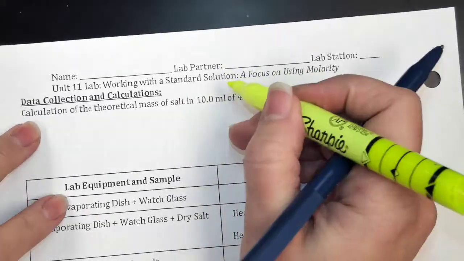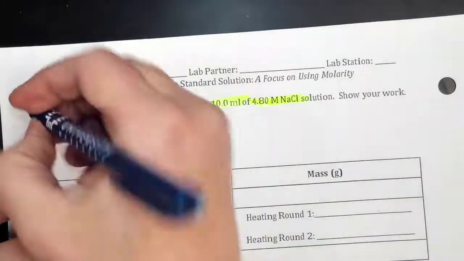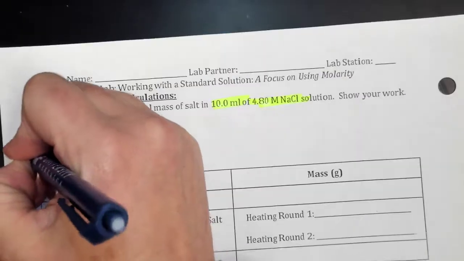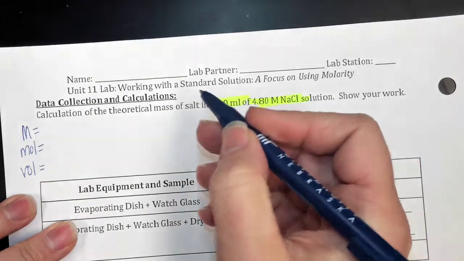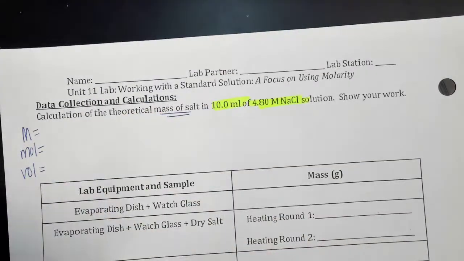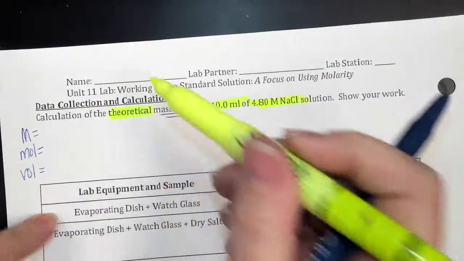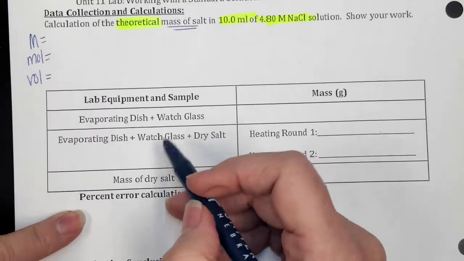All right, you have 10 milliliters. You have a 4.8 molar solution. I want to see molarity equals, moles equals, volume equals, and then ultimately I want the mass of the salt. This is your theoretical mass. This is what you will use in your percent error calculation.